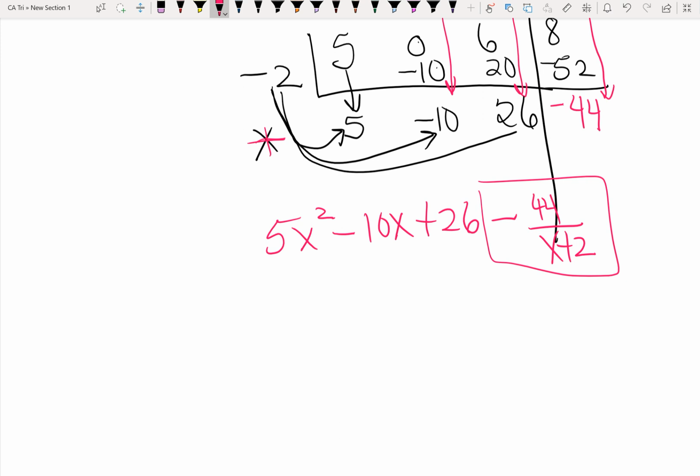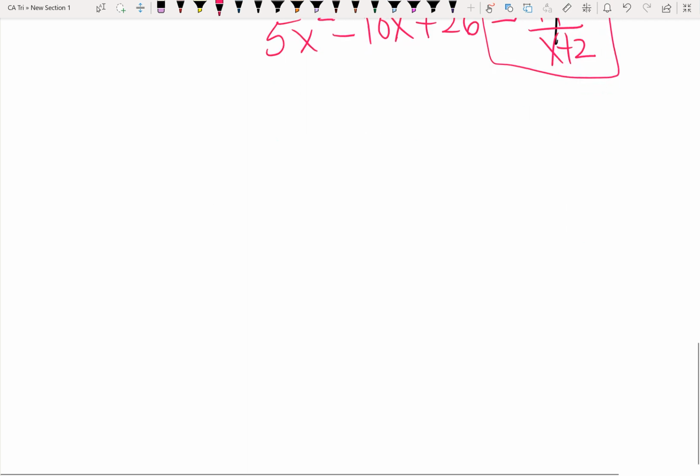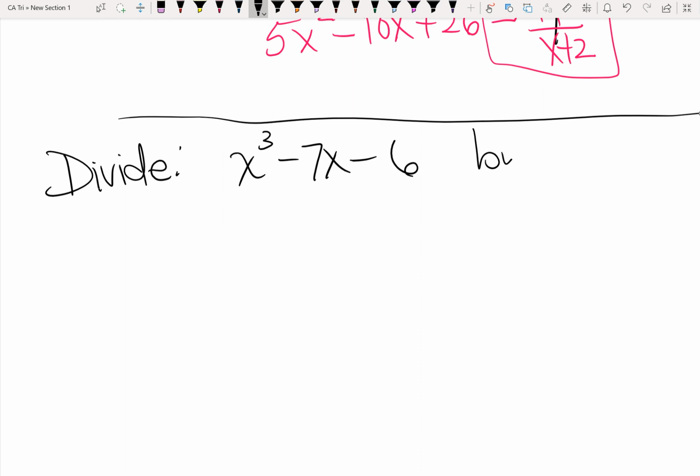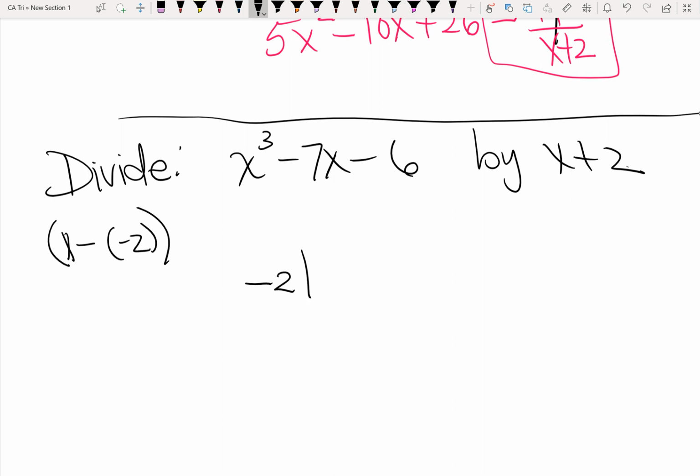Alright, for the sake of example, I'll do a second one in case you need it. If not, you can always fast forward the video. So let's do another one. So we're going to divide x to the third minus 7x minus 6 by x plus 2. So same thing applies. Because it's an x plus 2, we're going to divide by x minus negative 2. And so we put negative 2 here.